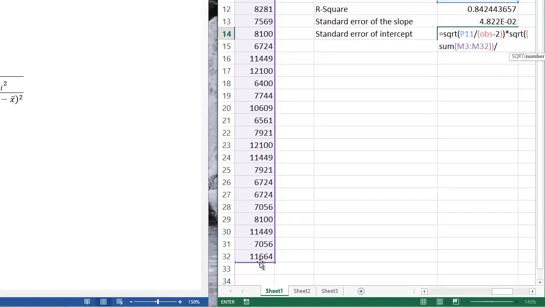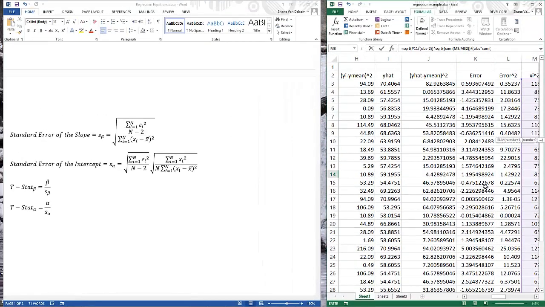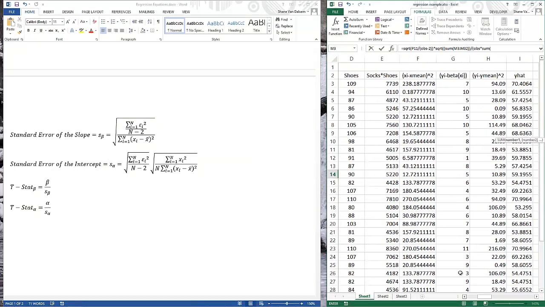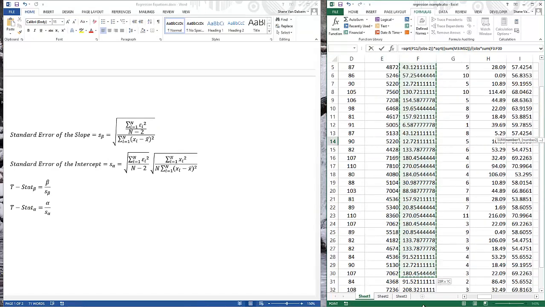And then I'm going to divide that by my denominator, open parentheses, the number of observations multiplied by the sum of xi minus x mean squared. And we've already calculated xi minus x mean squared. So I'll go over here to that column, xi minus x mean squared, and highlight that.